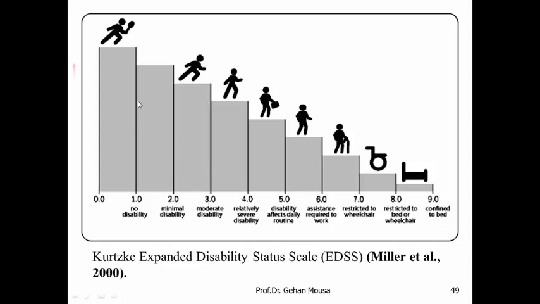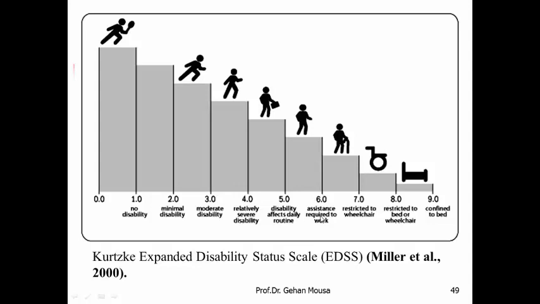3. Moderate disability. We can observe that the column of activity is reduced. 4. Relatively severe disability. Relative to what? Relative to number 1. 5. Disability affects the routine activities: self-care activities, transfer activities, communication activities, housewife operations. All of these activities may be affected, so we can consider it number 5.